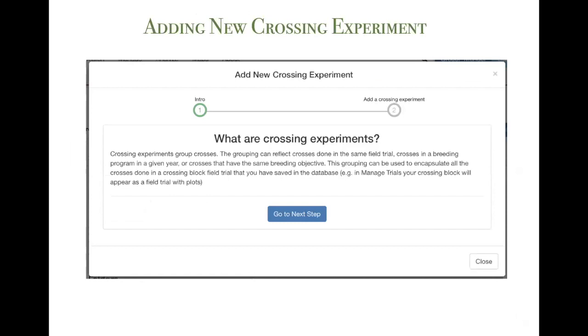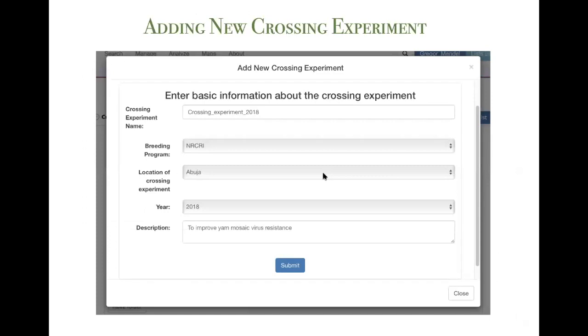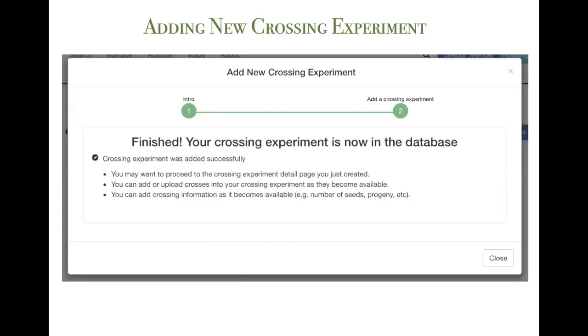Here you will see the description of the crossing experiment, and if you go to the next step, you will see the fields that you need to provide in order to create crossing experiment. So here you need to specify crossing experiment name, which needs to be globally unique in the database. Select breeding program, location, year, and description of the crossing experiment. So once you have the crossing experiment, you can start adding crosses into that crossing experiment.